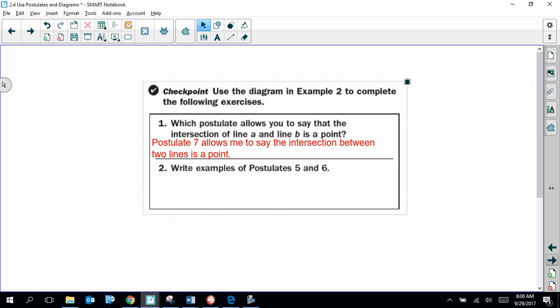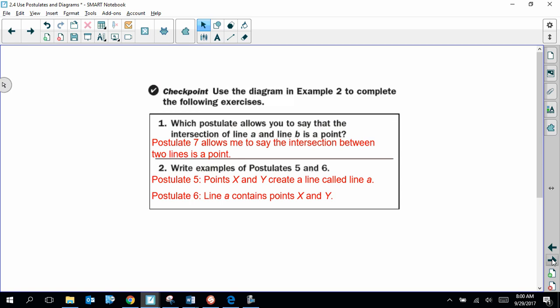So here, there we go. Here I'm saying postulate 5. Postulate 5 says any two points make a line. So I said points X and Y create a line called line A in that case. Because again, we're just looking back at example 2 to answer these. And 6 is essentially the same thing as 5, except I'm turning it around and saying line A contains points X and Y.